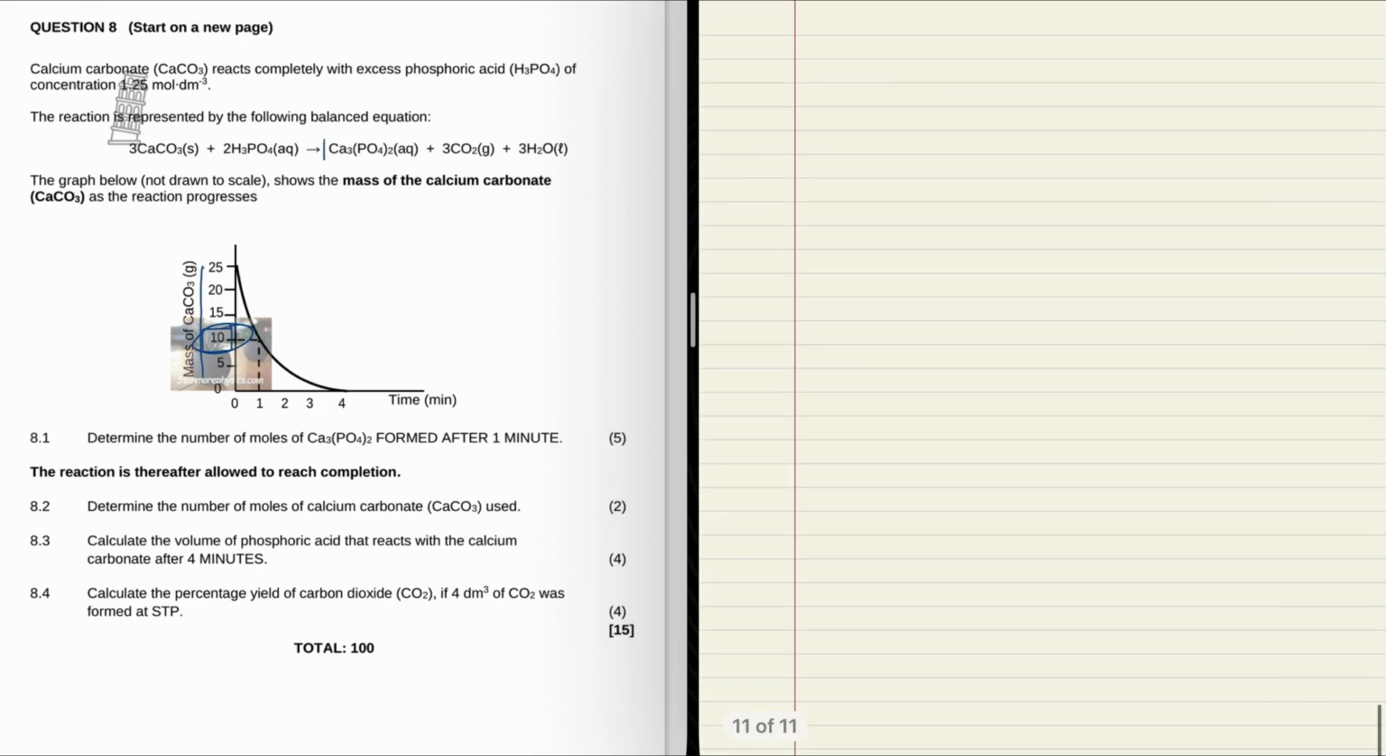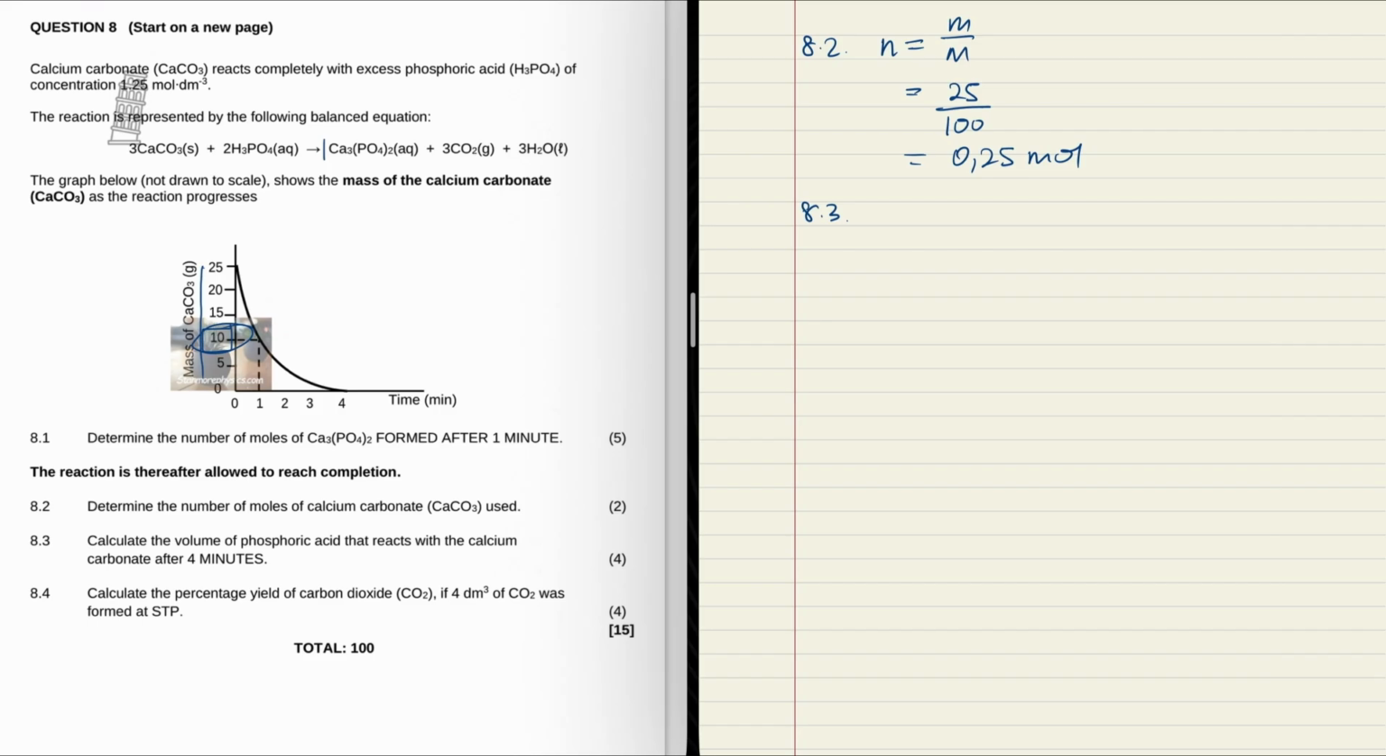Moving on. The reaction is thereafter allowed to reach completion. So it means that all of the calcium carbonate was used up. Question 8.2, determine the number of moles of calcium carbonate used. So we'll say that the number of moles is equal to the mass divided by the molar mass. They used 25 grams of calcium carbonate divided by 100, and that's equal to 0.25 moles of calcium carbonate that was used in total.